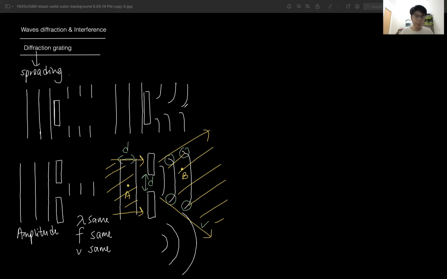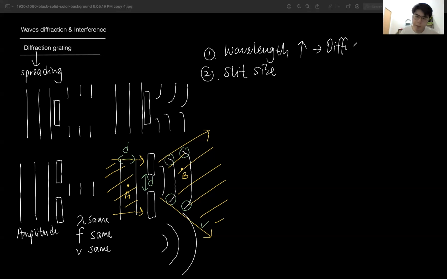Okay, now we want to know what affects the diffraction. First, there are two things. One is the wavelength. Second is the slit size. The longer the wavelength, the more the spreading, the more the diffraction. So red light has a longer wavelength than blue light. Red light is going to diffract more. Blue light only diffracts a little bit.